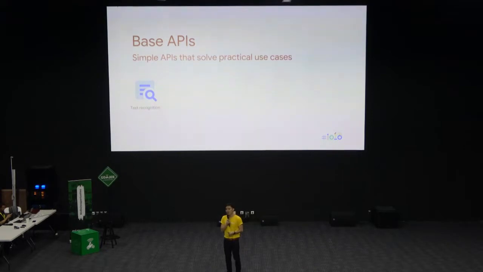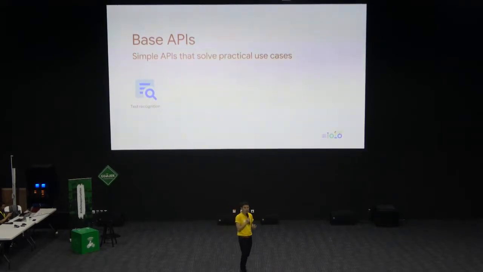ML Kit for Firebase comes with 5 common use cases. The first one is text recognition. Text recognition helps you extract or recognize text in an image. We provide both local and cloud versions. Locally, you can recognize English and Arabic symbols. But you can also use ML Kit in the cloud, where we support 24 languages around the world, including Thai.